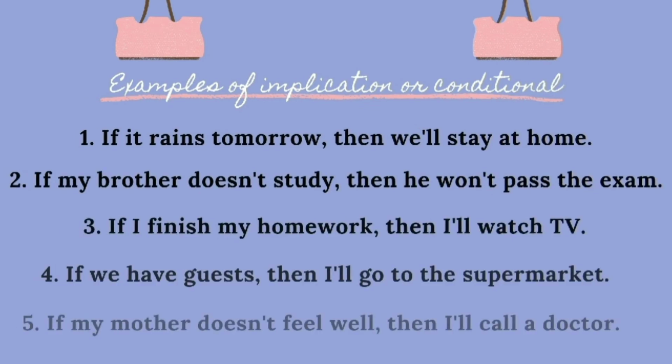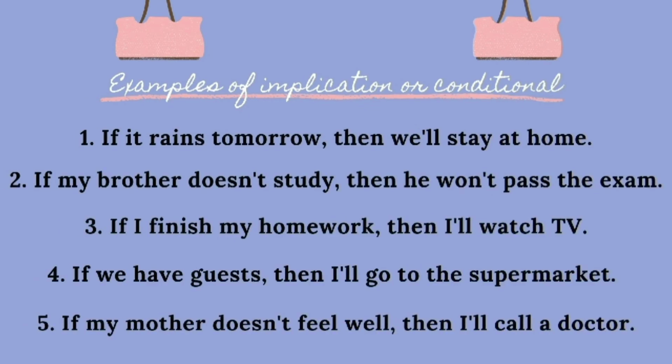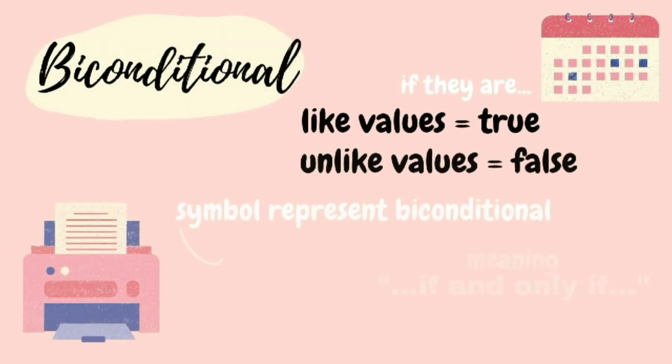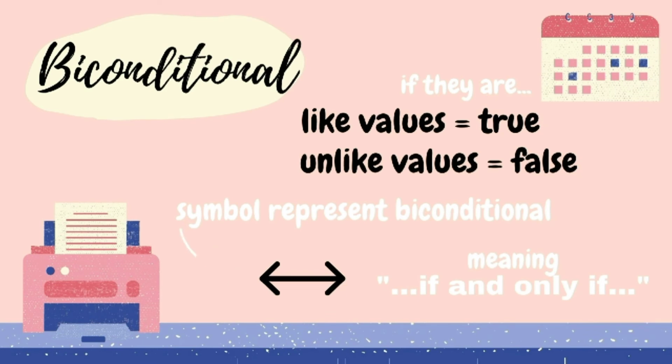Here are some examples of conditional propositions. Biconditional propositions. Biconditional propositions are compound propositions connected by the words if and only if. They can be written in the form P if and only if Q. The symbol for if and only if is a triple bar or a double-headed arrow.